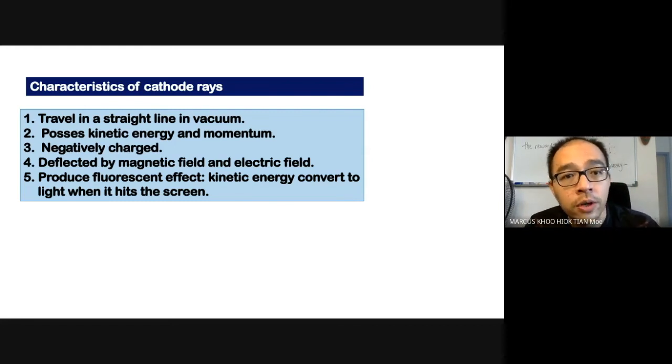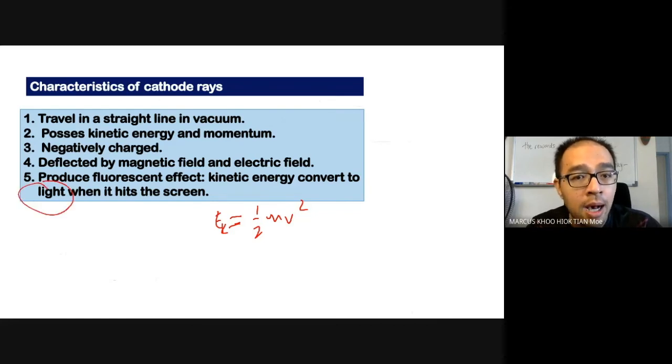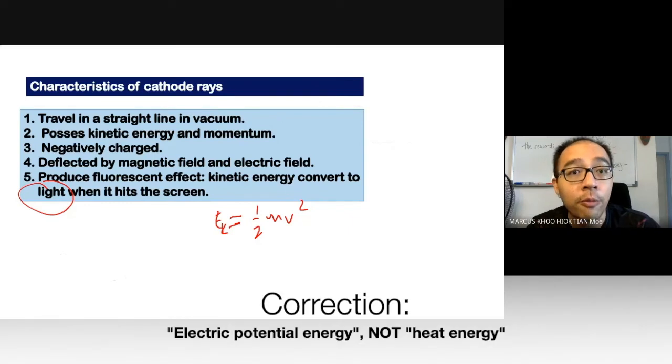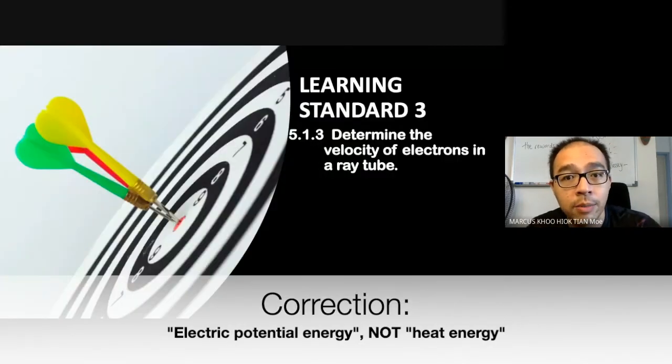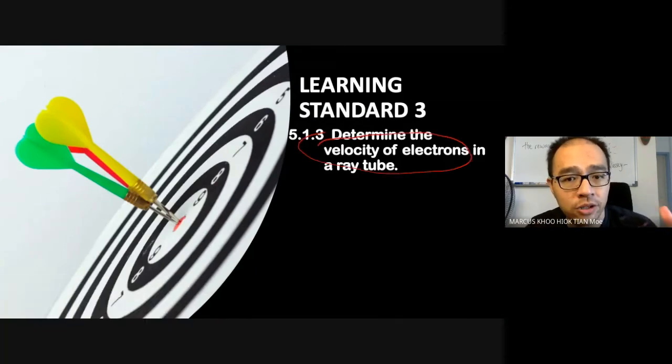Okay, and so remember when I said just now that kinetic energy, the formula is 1/2 mv squared. Something that you learned since Form 3. So half mv squared, when it converts to light energy, how can we determine the formula for light energy, which is what we want to talk about. Determine the velocity of electrons in a ray tube. We want to know how fast the electron is moving when it is in a ray tube.